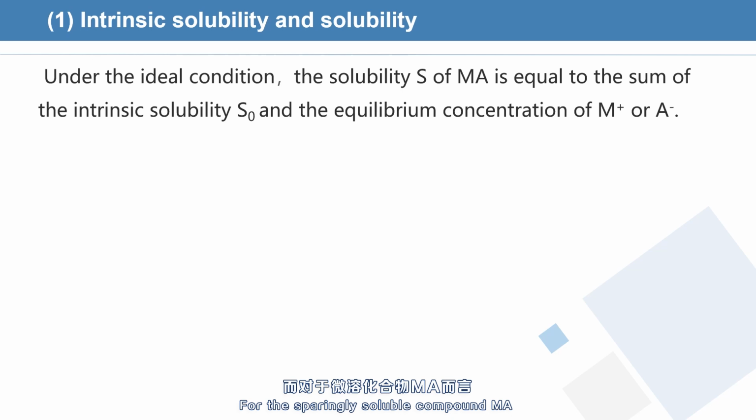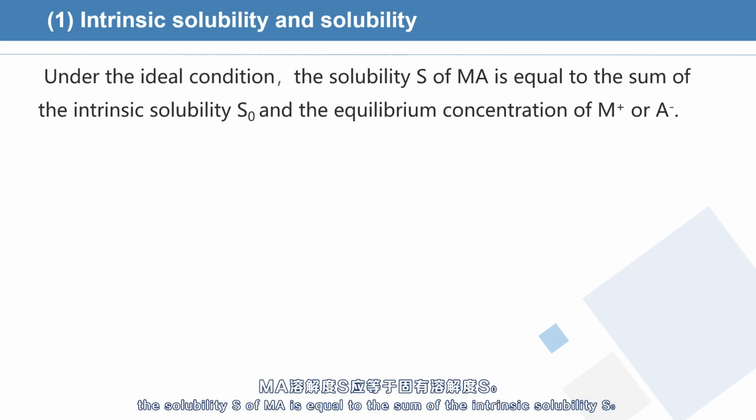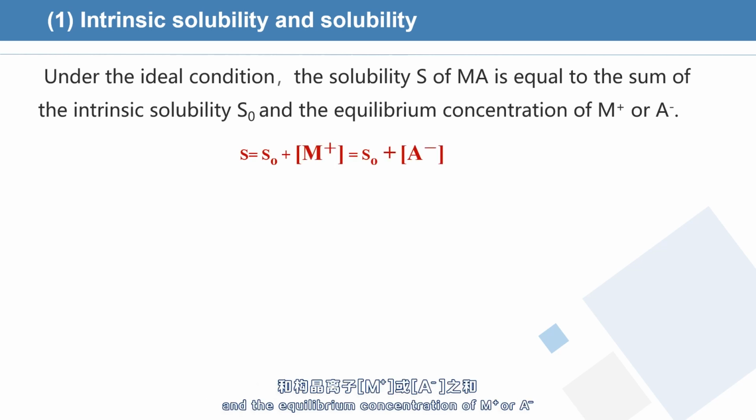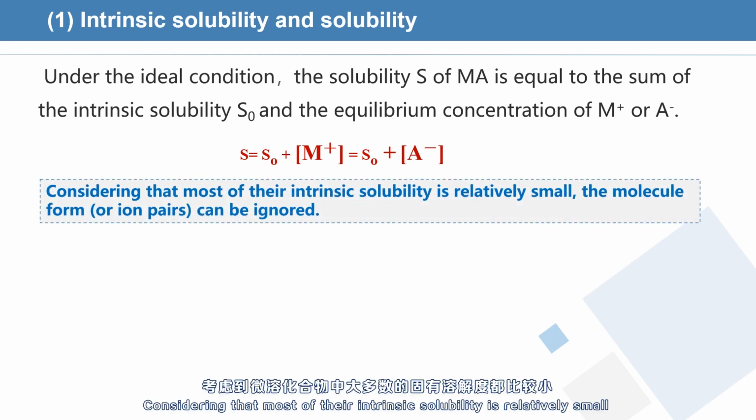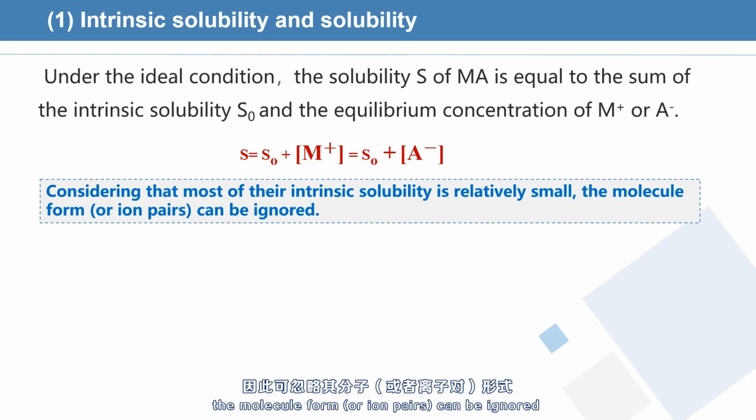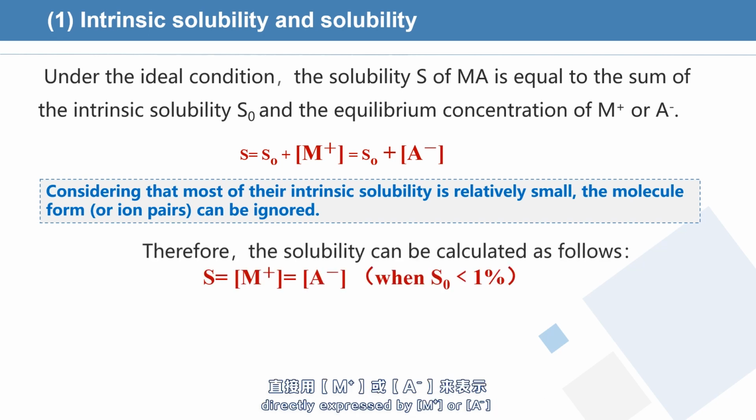For the sparingly soluble compound MA, if we ignore the side reactions present in the solution, that is, the ideal state, the solubility S of MA is equal to the sum of the intrinsic solubility S0 and the equilibrium concentration of M or A. Considering that most of their intrinsic solubility is relatively small, the molecular form or ion pairs can be ignored. Therefore, the solubility of the precipitate MA can be directly expressed by equilibrium concentration of M or A.